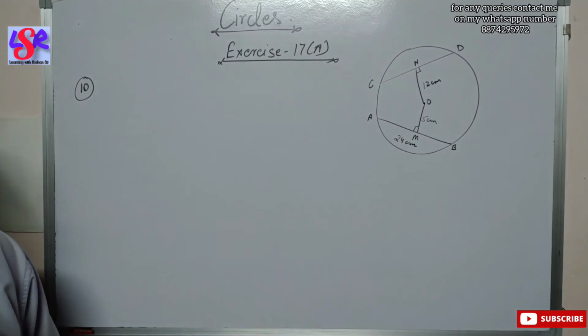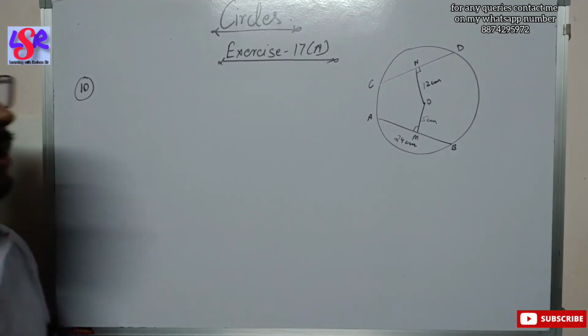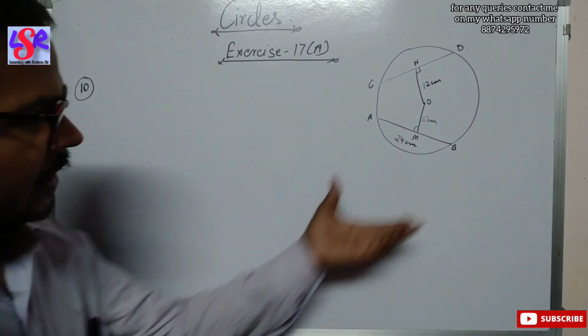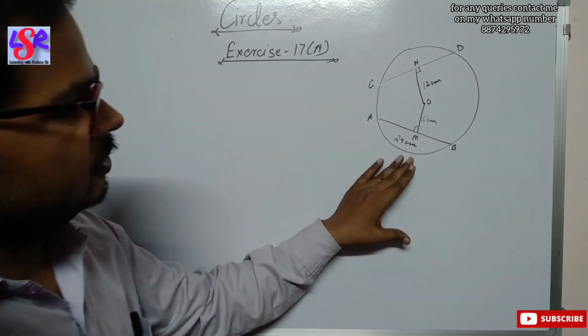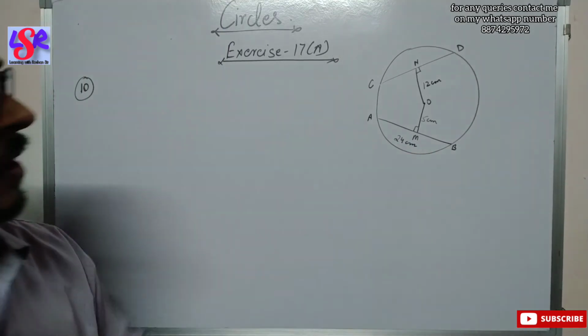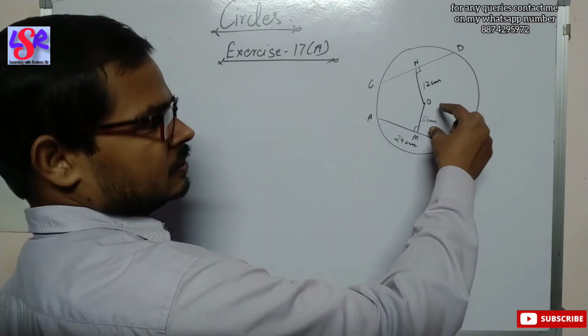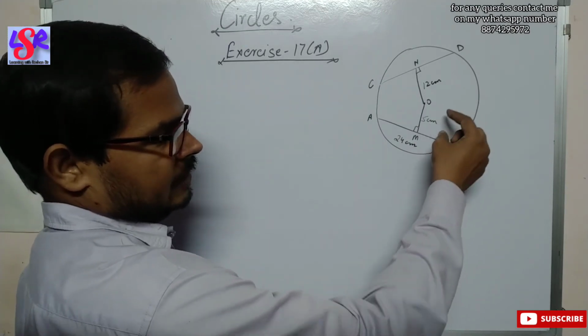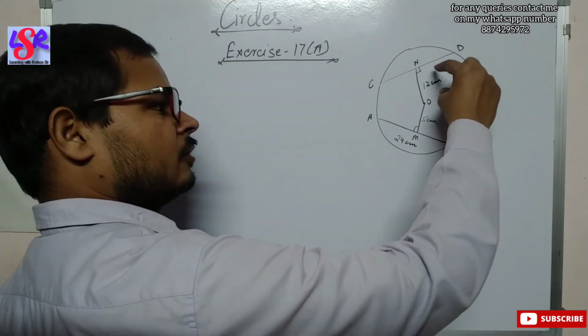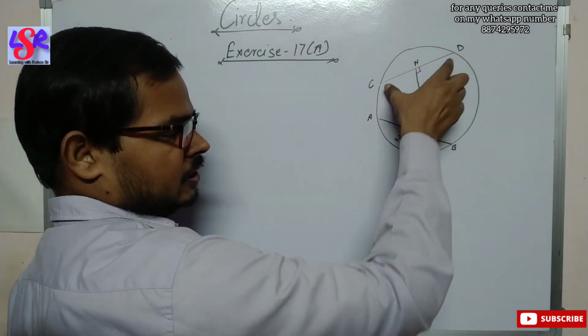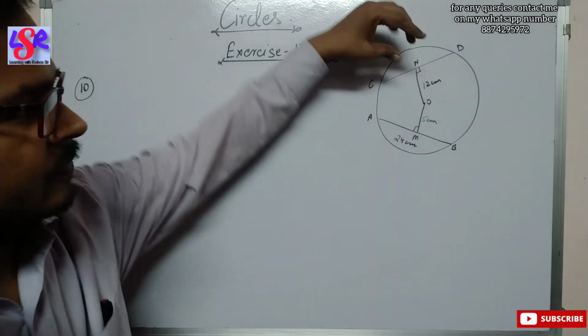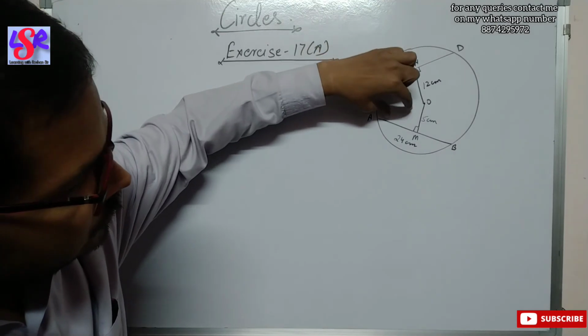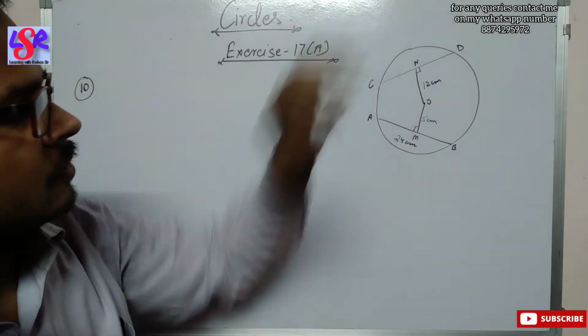Now let's do question number 10. Here in this question we have been given this figure in which the length of this chord AB has been given to us as 24 centimeter, and the perpendicular distance from O to AB is 5 centimeter, and from O to N, that is for the other chord, is 12 centimeter. So we have to find the radius of this circle and the length of this chord.